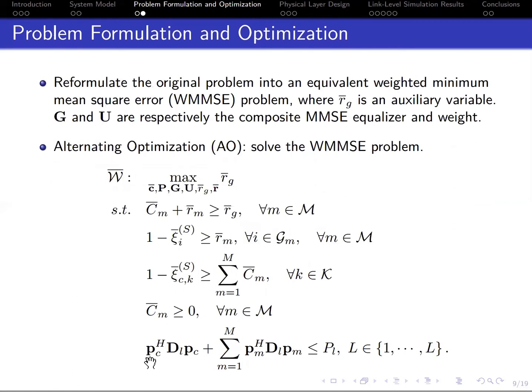This non-convex problem can be equivalently transformed into a weighted minimum mean square error problem and solved by alternating optimization. After obtaining the optimized precoders, average rates of the common and private streams will be used to determine appropriate modulation and coding in the AMC algorithm.